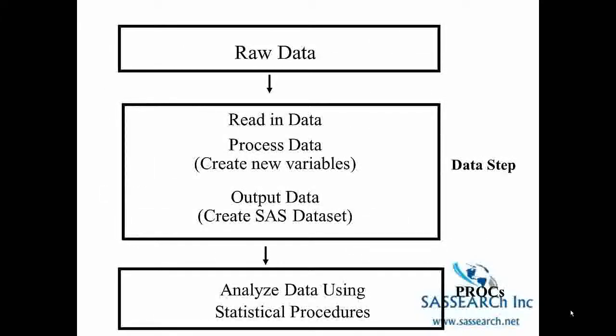Here is a graphic to illustrate the processes related to your SAS program. You start with raw data that got entered into the computer. There are many ways the data can be entered and stored into the computer, and we will be talking about that. The first step in your program will be to read your data into SAS and create a SAS data set. This part of your program is called the data step.